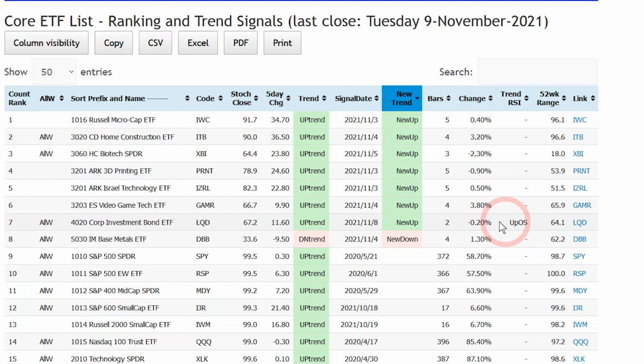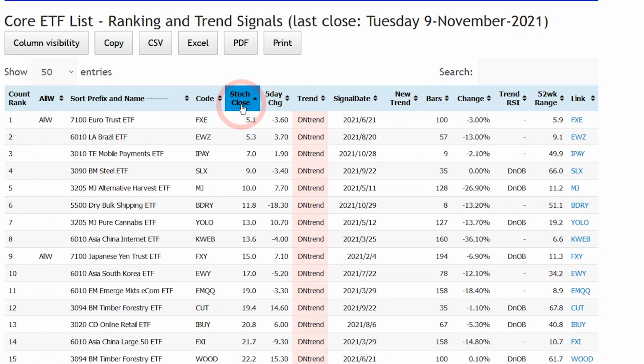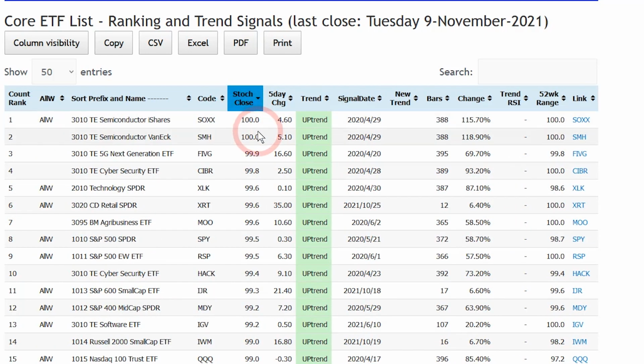But going back to this table, we've got the StochClose indicator here. And that's what I'm using as a relative strength rating. It's kind of like a volatility adjusted relative strength indicator. It measures the level of the close relative to the 6-month high-low range. And the higher you are in that range, the stronger the ETF is. And you can see semiconductors are at the top. They both have 100, which means they're basically at 6-month highs. And if you go over to the right here, we've got the 52-week range indicator, which is also at 100, which means we're at 52-week highs.